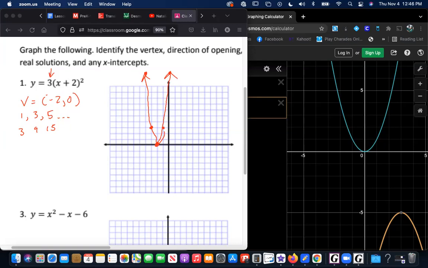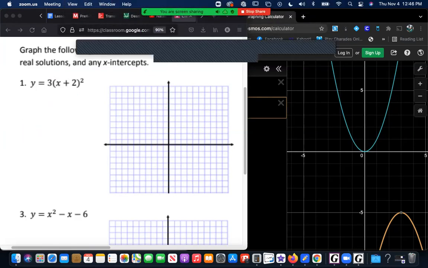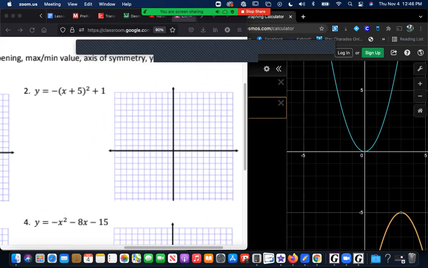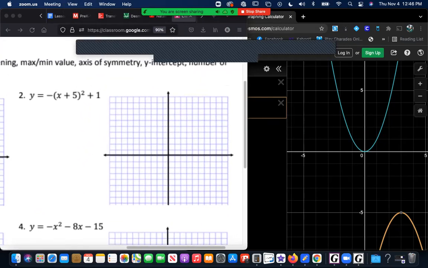Everybody cool with that? That's not the best drawing in the world, but you get the idea. Cool. All right, let's do this one.